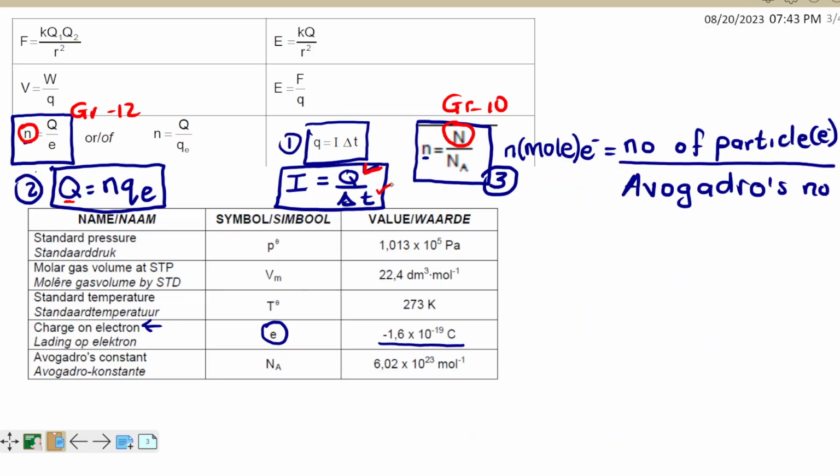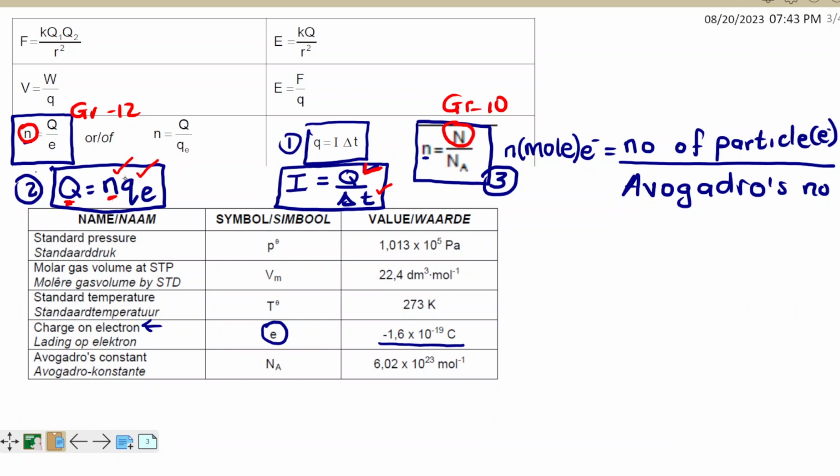But what we need now, we need the charge. How to find the charge? To find the charge, you must first go and find the number of particles or number of electrons. We multiply the number of electrons by the amount of charge on the electron. But how to find N?